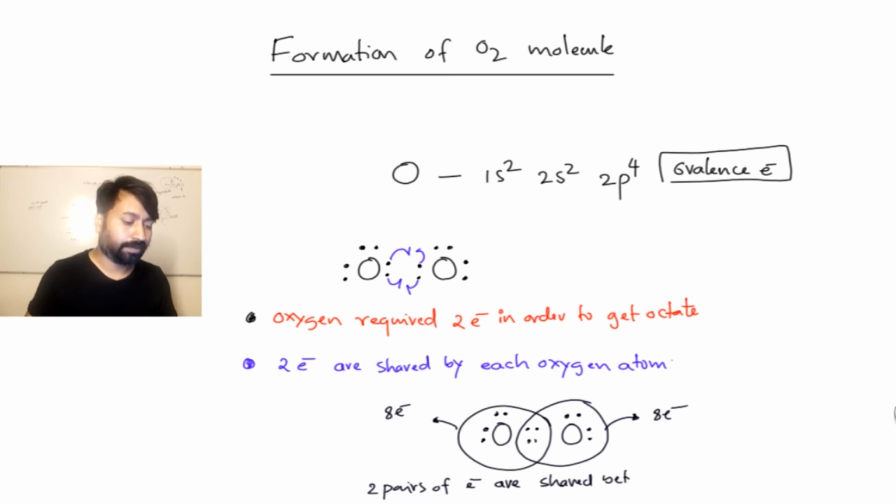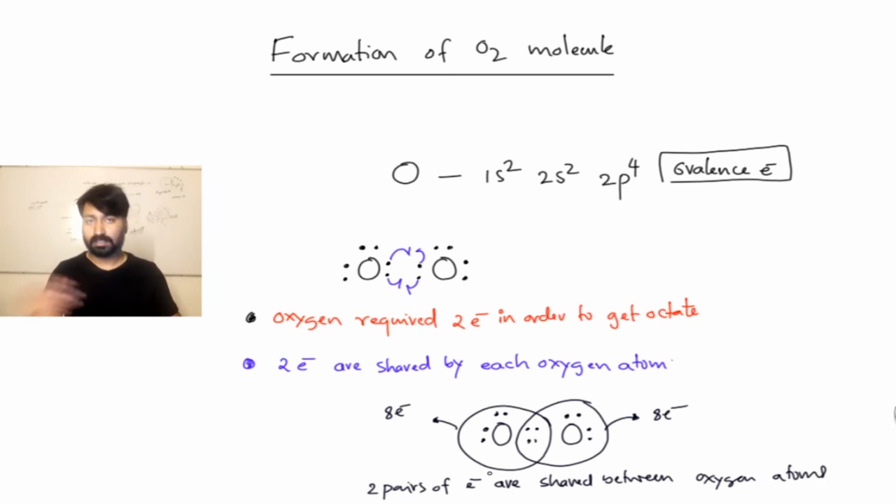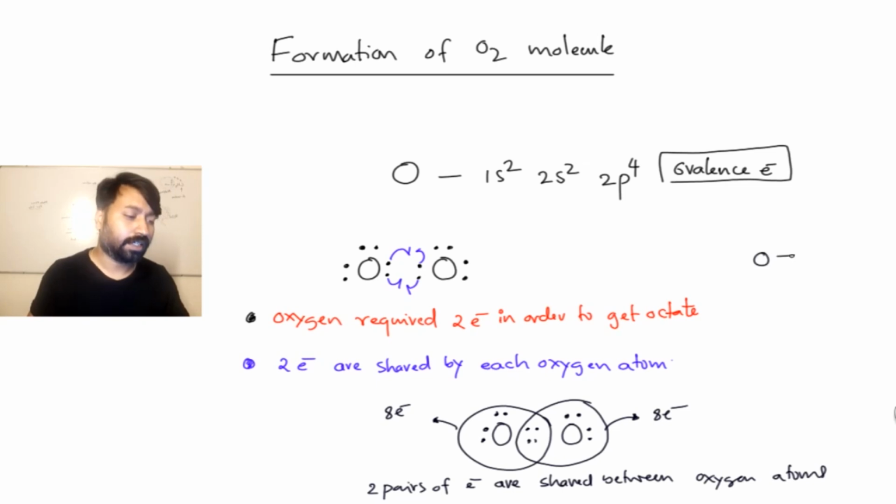2 pairs of electrons are shared between the oxygen atoms, and therefore for each pair, one bond is formed. Therefore, between oxygen and oxygen, there is a double bond present. Double bond.